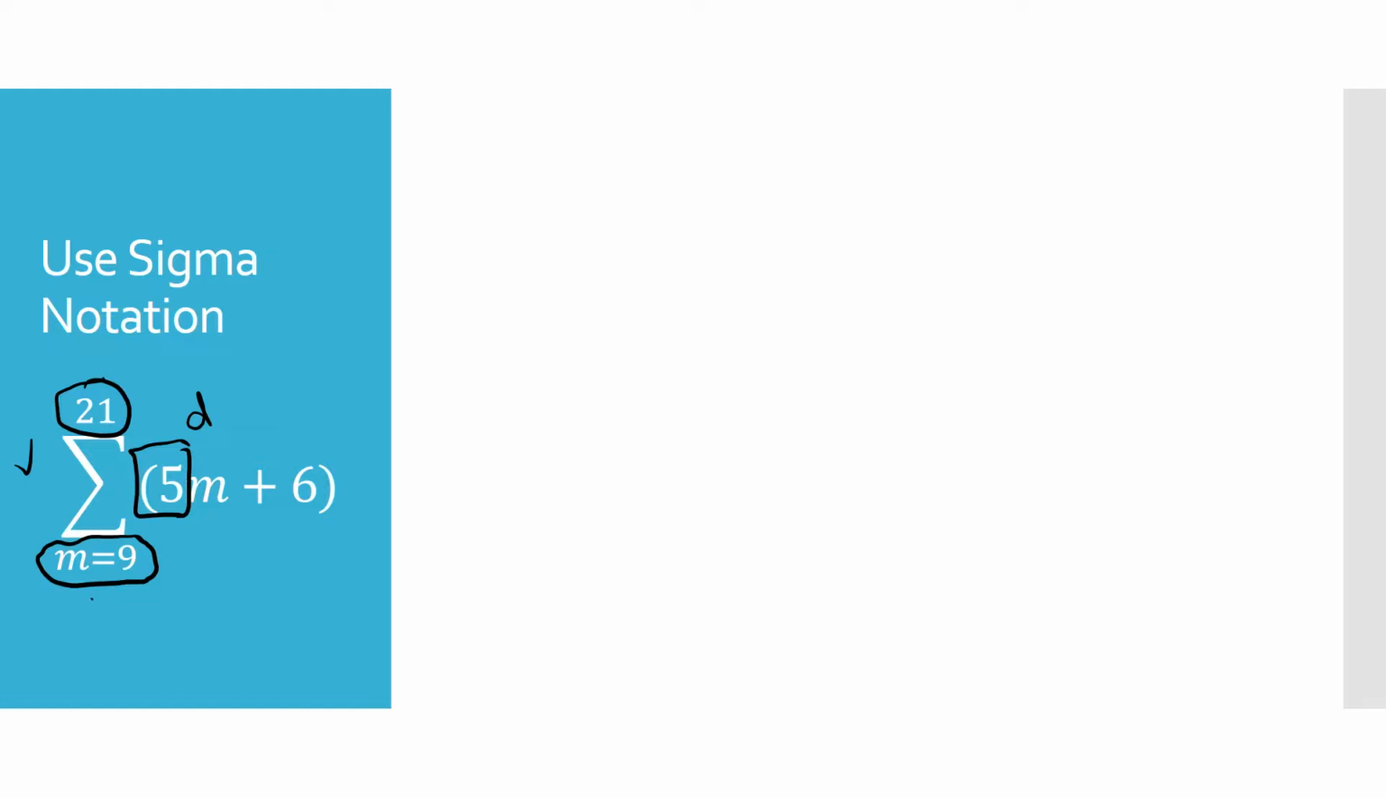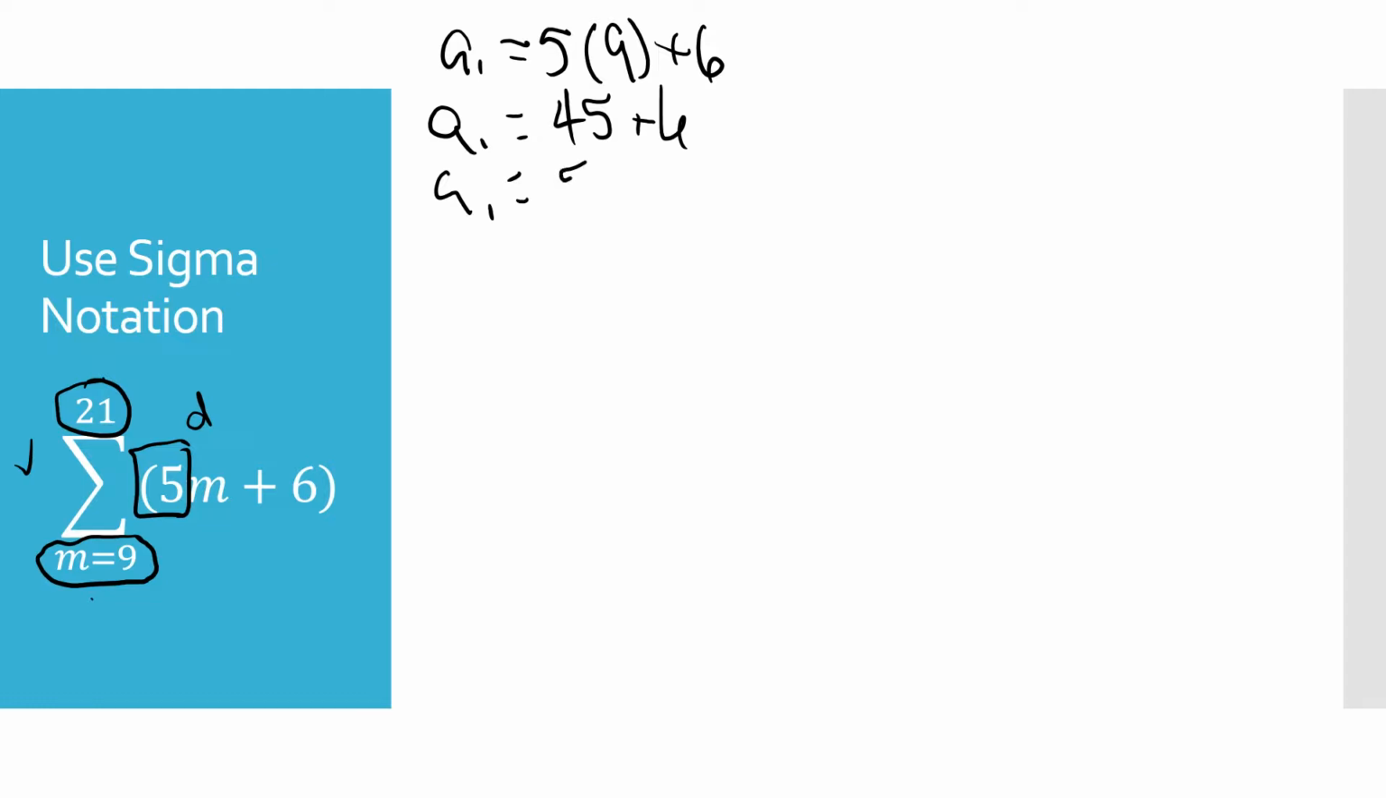So let's start off and calculate this by hand. And once we do one by hand, where we kind of get a sense of what's going on, we'll do one by the calculator. And might I say, it is much easier that way. So first, let's find out what a1 is. a1 is equal to 5 times 9 plus 6. So a1 is equal to 5 times 9 is 45 plus 6. So a1 is equal to 51.